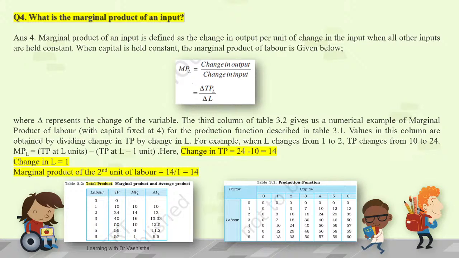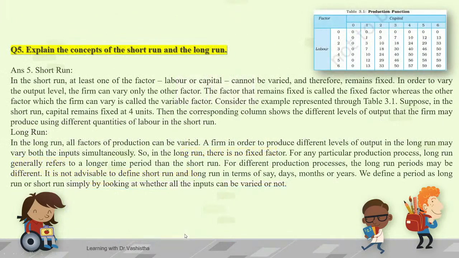For example, when L changes from 1 unit to 2 units, the total product changes from 10 units to 24 units. So now here what is the change in total product? It is 24 minus 10, which is 14. And what is the change in labor? It is 2 minus 1, which is 1. So marginal product would be 14 upon 1, which is equal to 14. That you can see here. And similarly, all other values will be calculated. So this is what the marginal product of an input is.